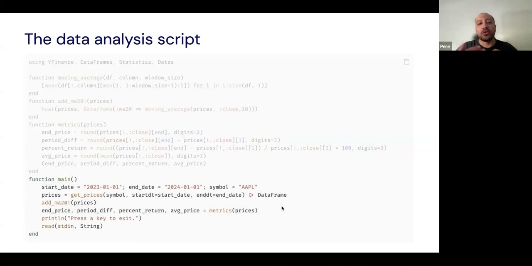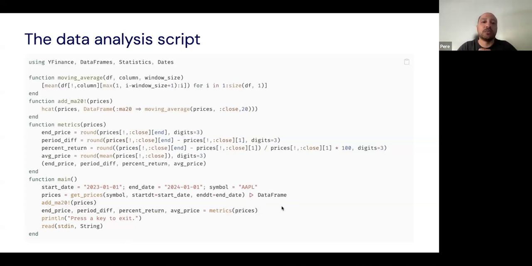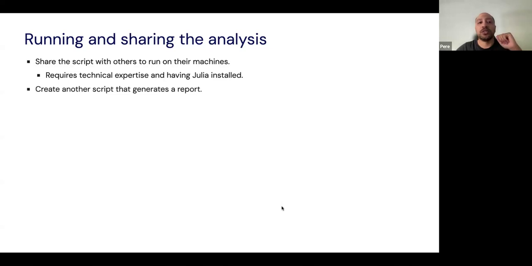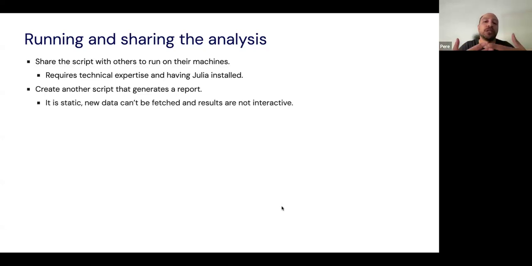Now let's say that we are using this analysis script, and we have used it a few times and it works. So we would like to share it with colleagues, friends, or any other stakeholder. Well, we have several options for this. We could, for instance, share the script with them so that they can run it on their machines, which would require some technical expertise on their side and also having Julia installed, which can be a little bit problematic. Another option would be to create another script that would generate a report, but this would be a static report where data cannot be updated and also results are not interactive.